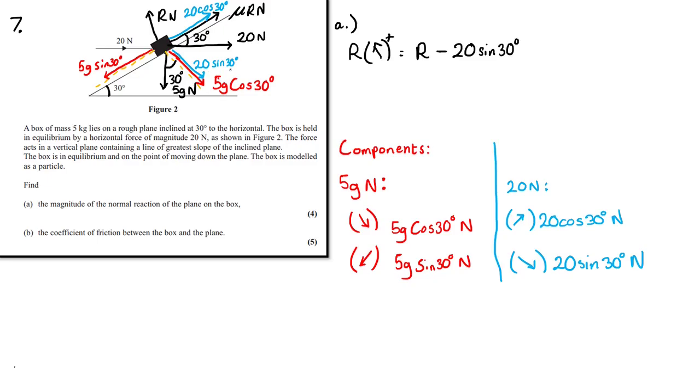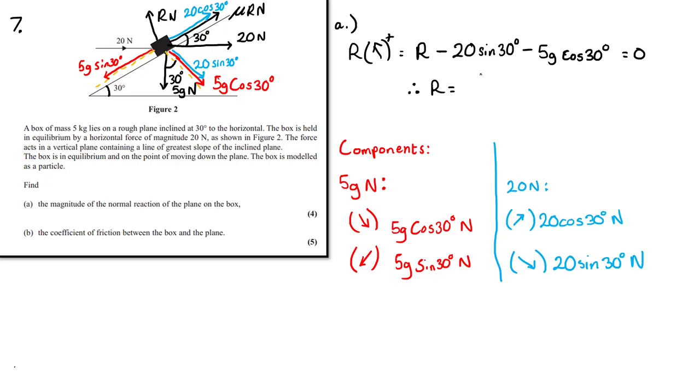We've taken going into the plane as negative, so this must be minus. And same again with the 5g cos 30. Again, it's going into the plane rather than out of the plane, so this will also be negative. That's minus 5g cosine 30 degrees. We know the box is in equilibrium, so all of this will be equal to 0. Now all we want here is R, so I just need to rearrange for R.